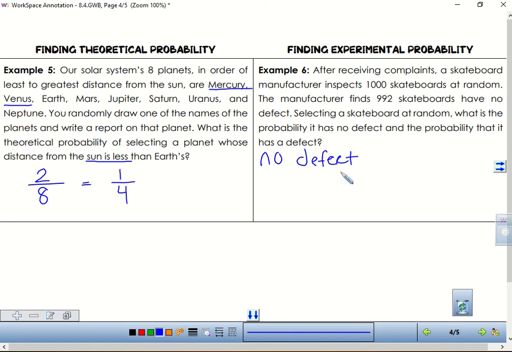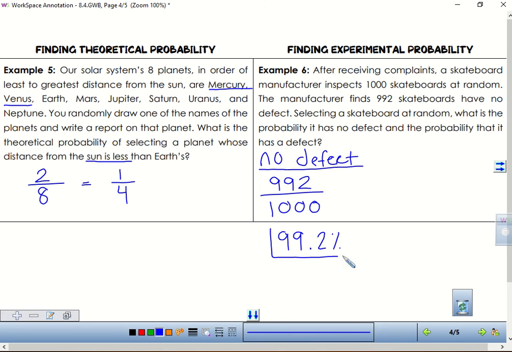So what's the chance of no defect? What out of what? Good, 992 out of 1,000, right? That's the chances of no defect, which comes out to be 99.2% certainty. So basically 99.2% of the skateboards that they produce, based on trialing 1,000, come out with no defect.